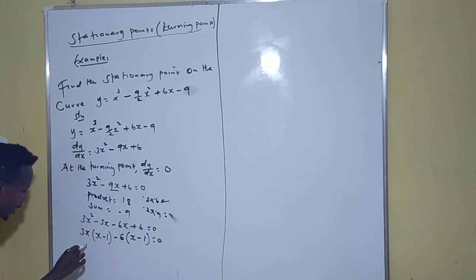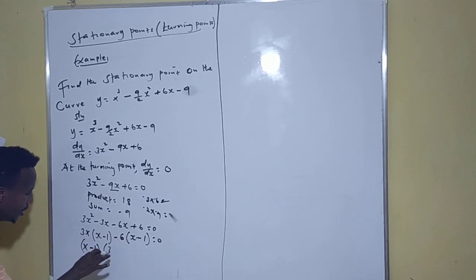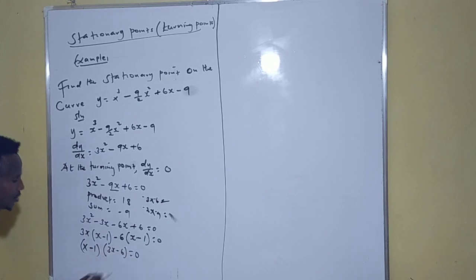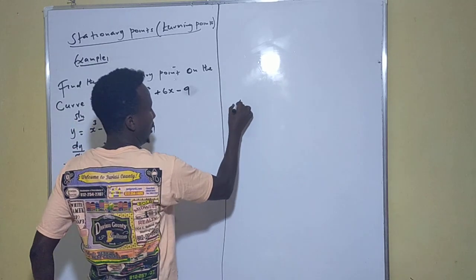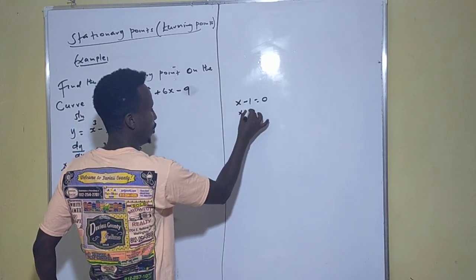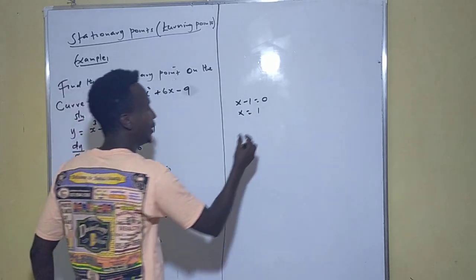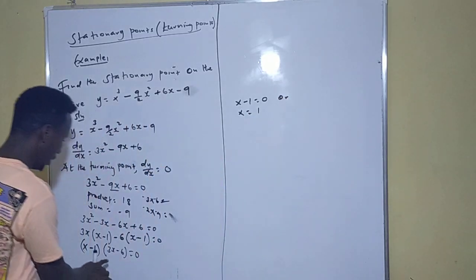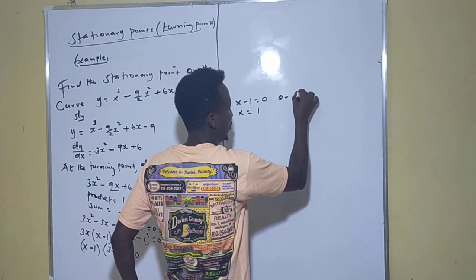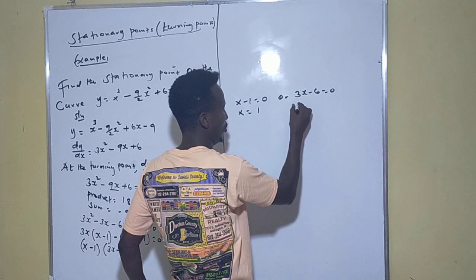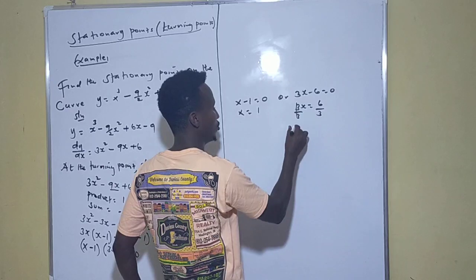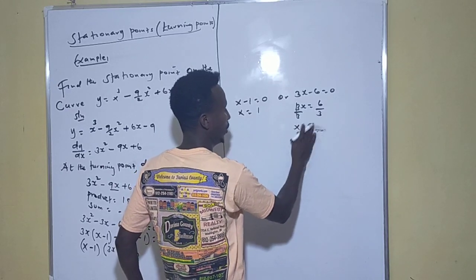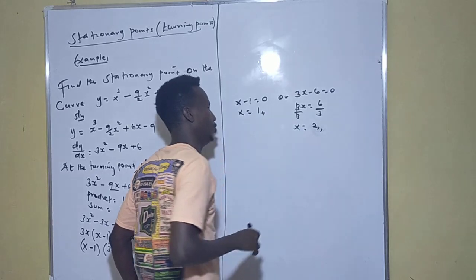Equal to 0. So you're going to say x minus 1, taking one of these two, times 3x minus 6 is equal to 0. One time, we are going to say x minus 1 is equal to 0, so x is equal to 1. The other time, you equate 3x minus 6 to 0. So 3x is equal to 6, over 3 cancel, x is equal to 2. One time x is 1 and the other time x is 2.